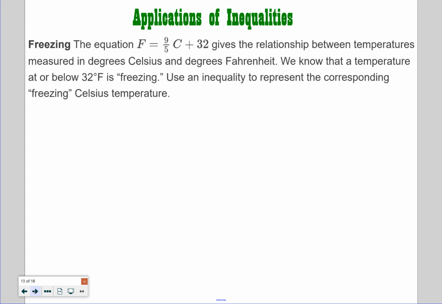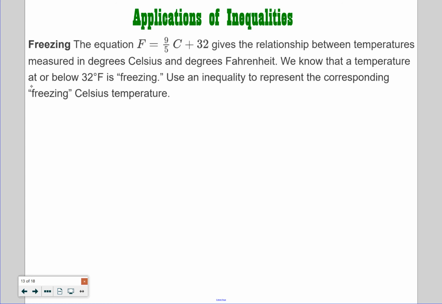The last few problems that we're going to go through are applications of our inequalities. Let's start with this example. The equation F equals 9/5 C plus 32 gives the relationship between temperatures measured in degrees Celsius and degrees Fahrenheit. We know that a temperature at 32 degrees Fahrenheit is freezing. We want to use an inequality to represent the corresponding freezing temperature.